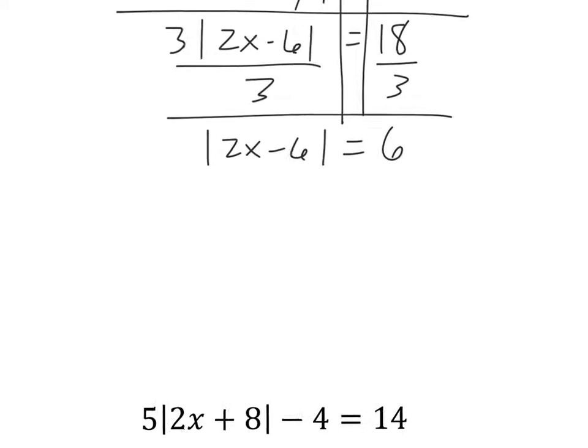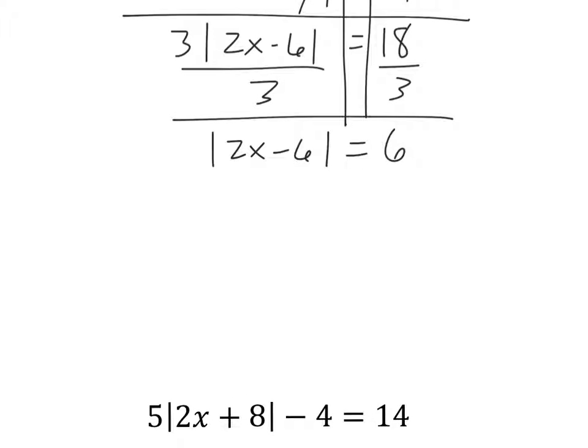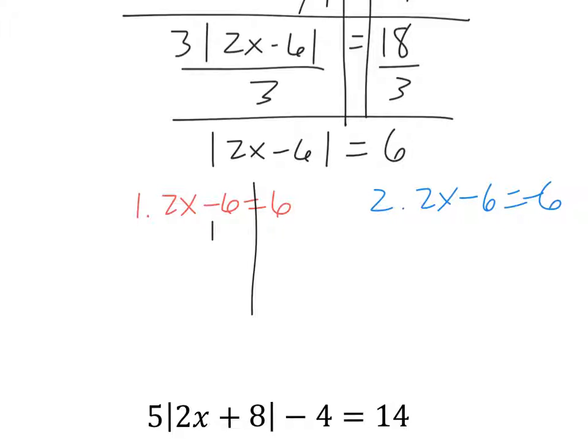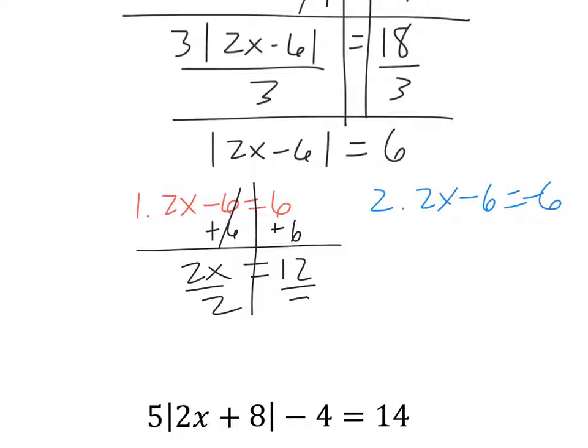Okay, and now we have isolated our absolute value, so we can split it into our 2 cases. Case 1 is 2x minus 6 equals 6, and case 2 is 2x minus 6 equals negative 6. Okay, so now we want to solve by adding 6 on both sides first to get that 2x is equal to 12, and then divide by 2 on both sides to get x is equal to 6.